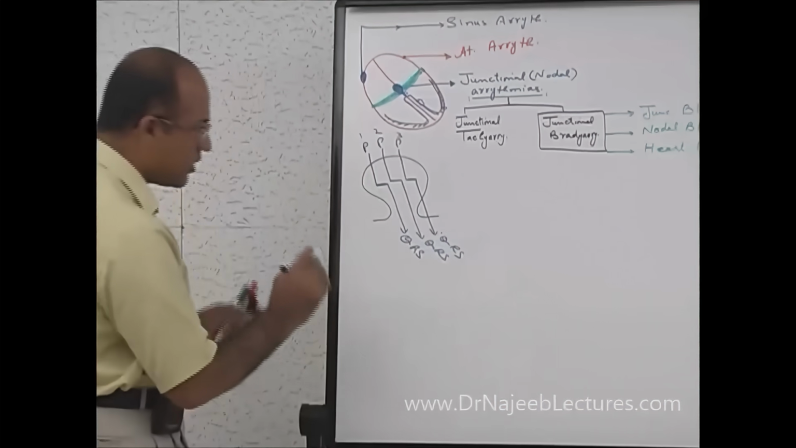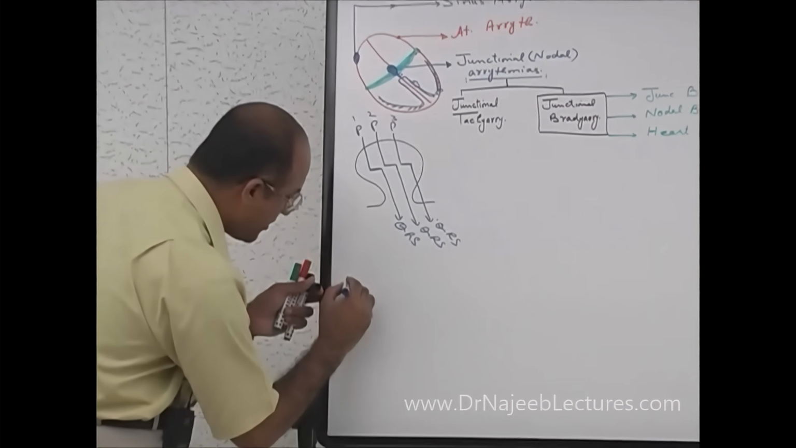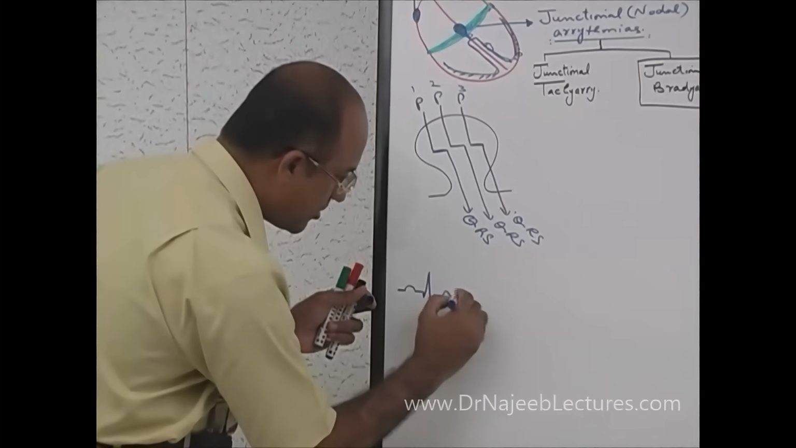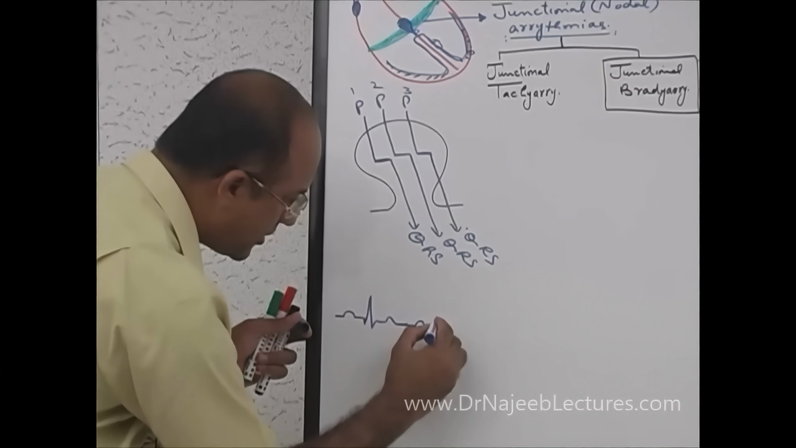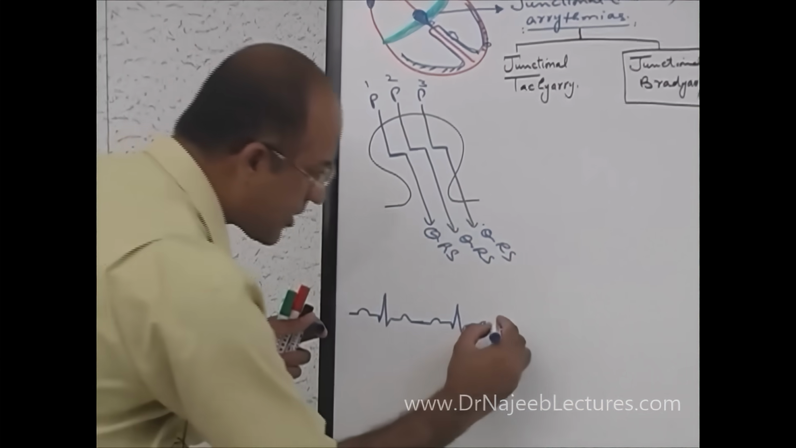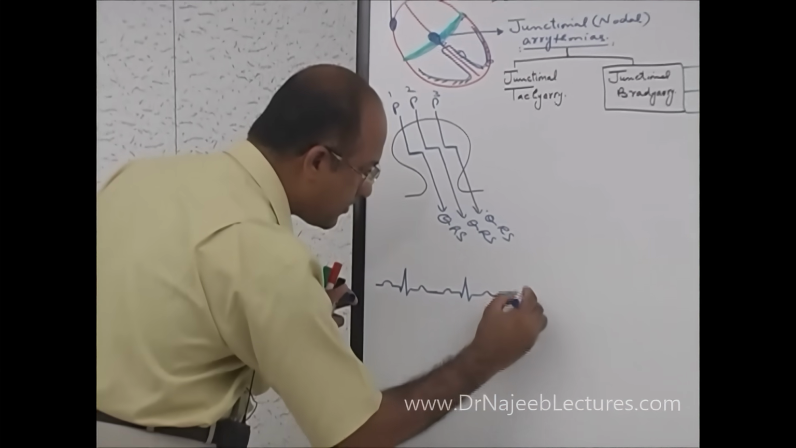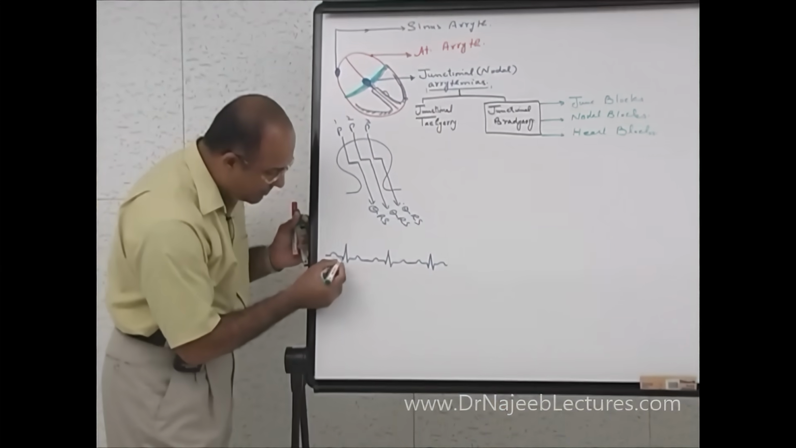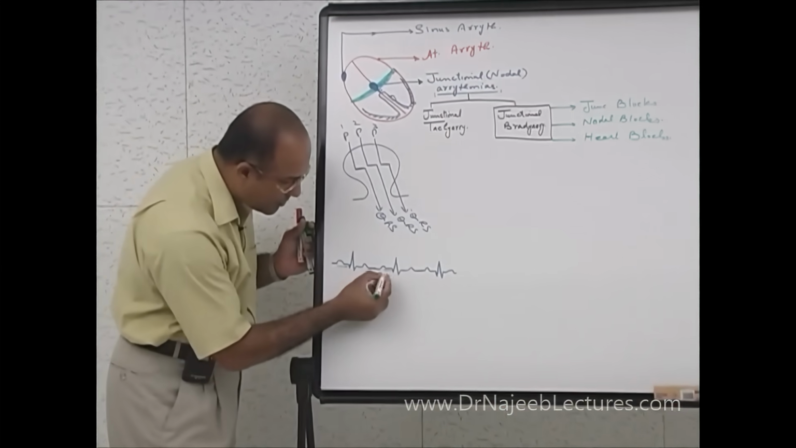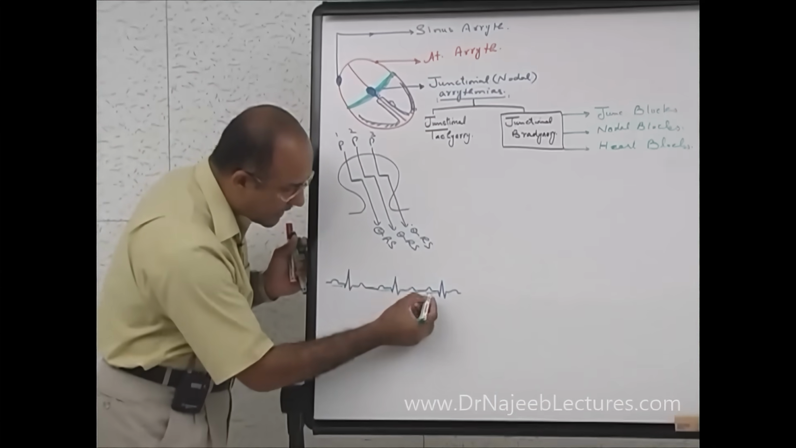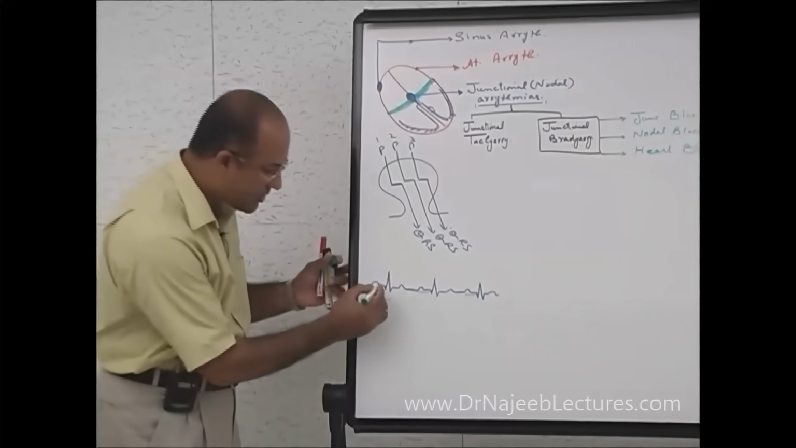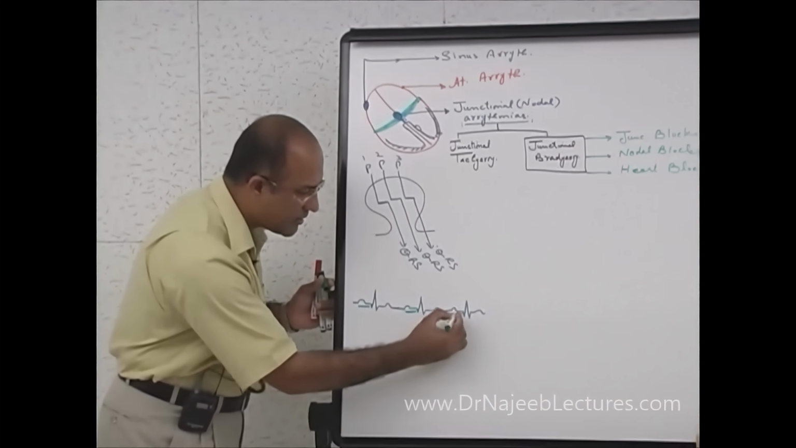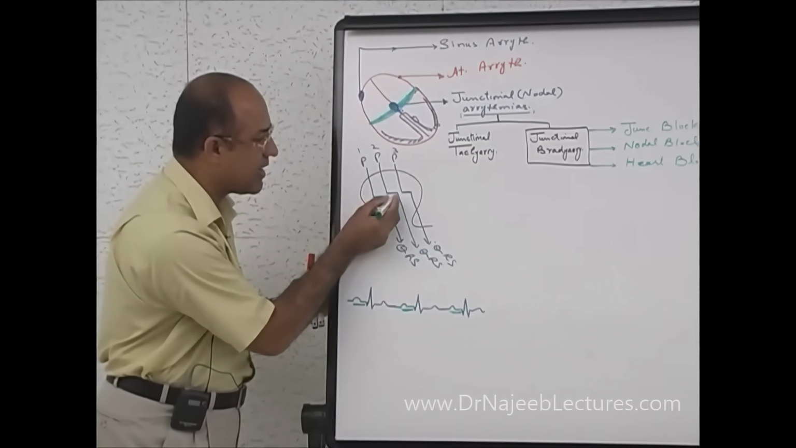If I draw the ECG of this type of system, P wave, QRST, then P wave, QRST, then third P wave and QRST. The point which I want to show is that all of them have almost the same length of PR interval. All of them have the same length of PR interval because the delay through the AV node is the same in all cases. This is the delay.